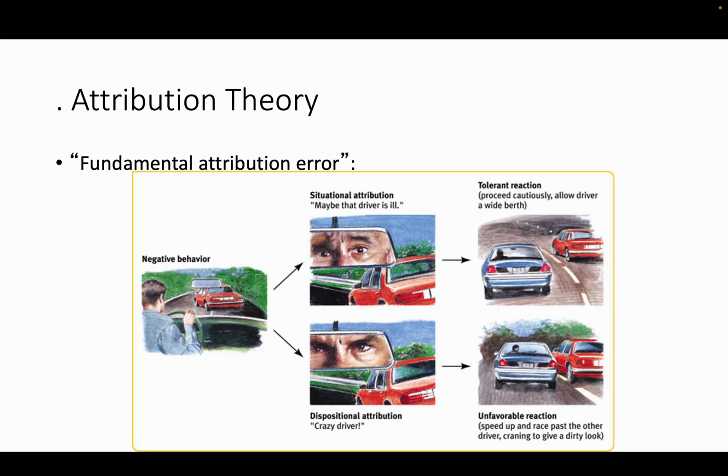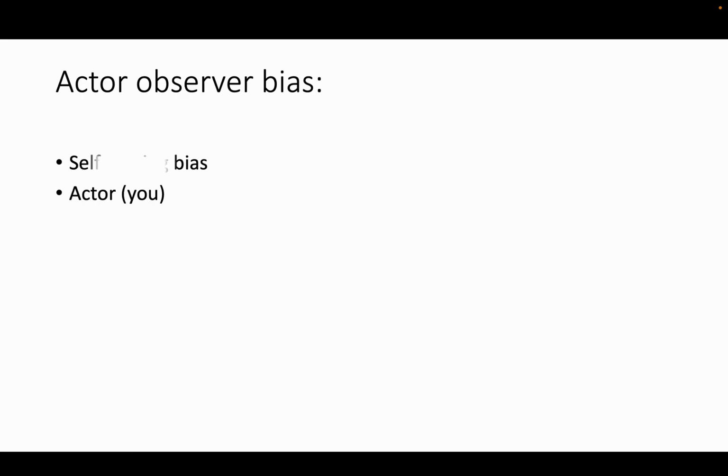So people do this so much, it's called the fundamental attribution error because it is so widespread. And what that means is if somebody does something to you, you will blame them, their disposition, and you will ignore their situation. Actor-observer bias is connected to this.